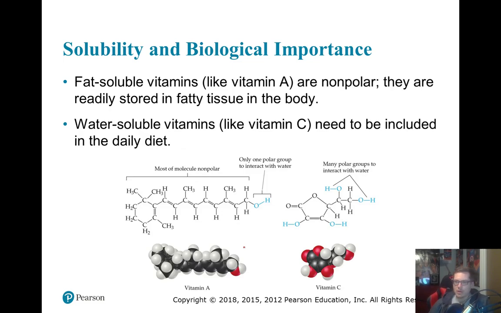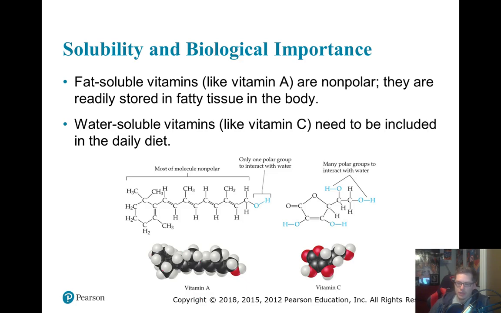Okay, solubility and biological importance. You've got fat-soluble vitamins, and there are several of them. One example is vitamin A. These are non-polar. So here's vitamin A. Notice it's got this big old chunk of just carbon and hydrogens out here. This is essentially non-polar. It's got this little alcohol group right here, but it's essentially non-polar.